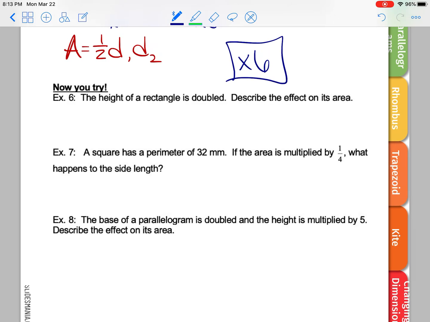All right, so now what I want you to do is pause the video, and I want you to try the next 3 on your own. And I'm going to work through these, and when you're ready, click play, and you can see if you did it correctly.